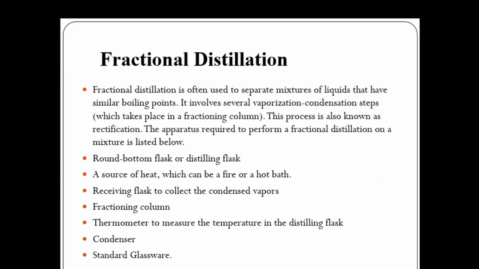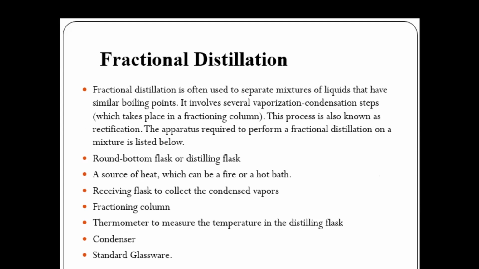Next is the fractional distillation. Fractional distillation is often used to separate mixtures of liquids that have similar boiling points. It is different from simple distillation, where there is a boiling difference. But in this, the mixture has liquids with similar boiling points. So how can you separate them? It involves several vaporization-condensation steps. Since the boiling point is the same, several vaporization-condensation processes are carried out. This process is also known as rectification. The apparatus required to perform a fractional distillation on a mixture is listed below.